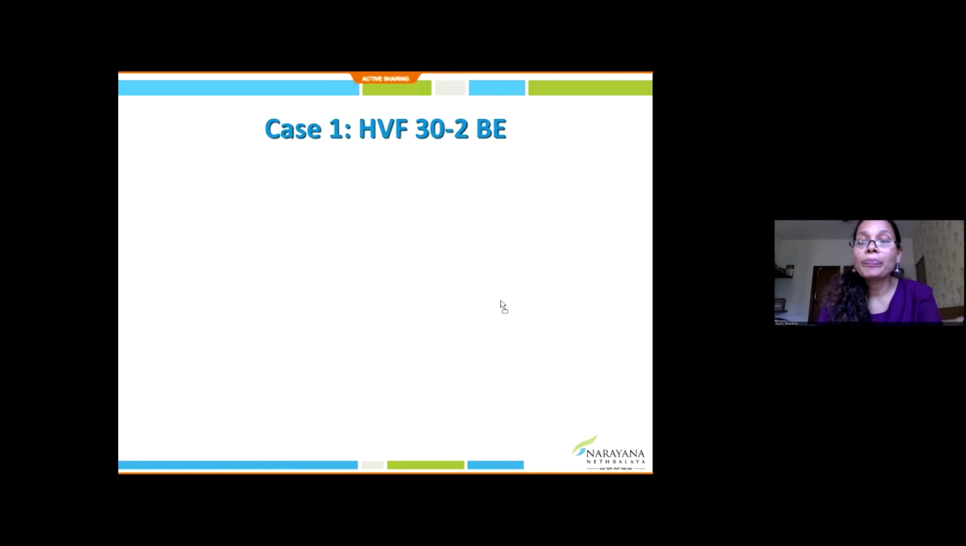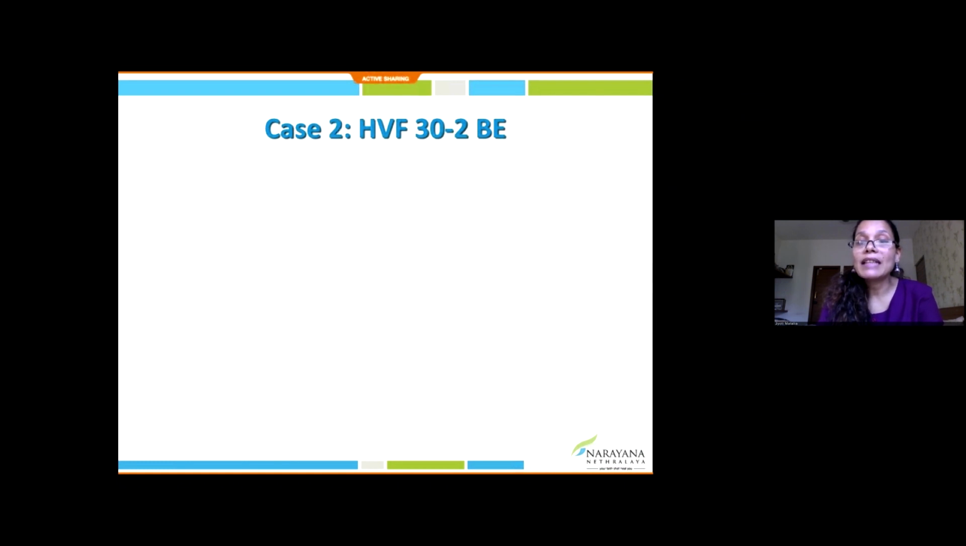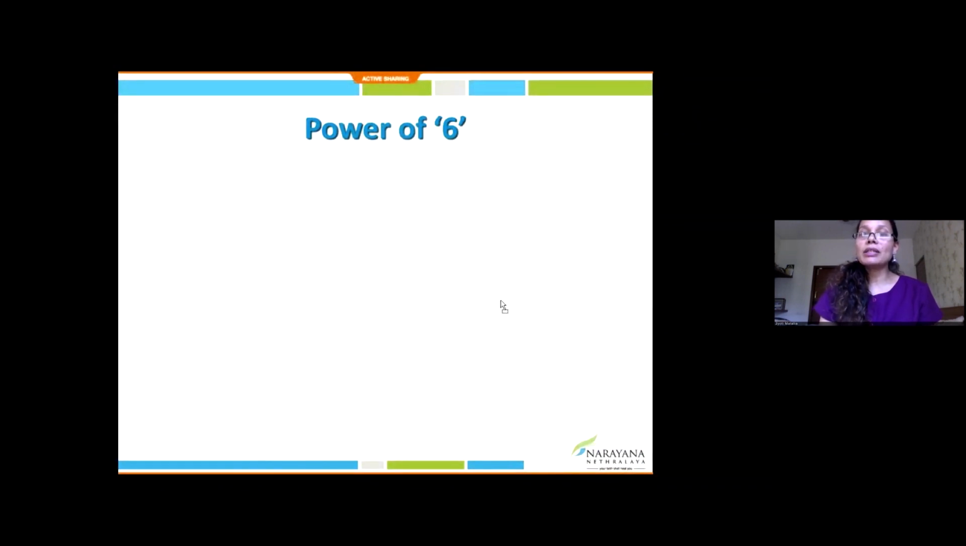Now, in case 1, we found that this patient had bilateral defects similar to what is seen here, whereas case 2 had a similar defect but only involving one eye. So I have shown these cases to show how a similar presentation in a unilateral and a bilateral case can make a difference. Again, the same questions that we asked.